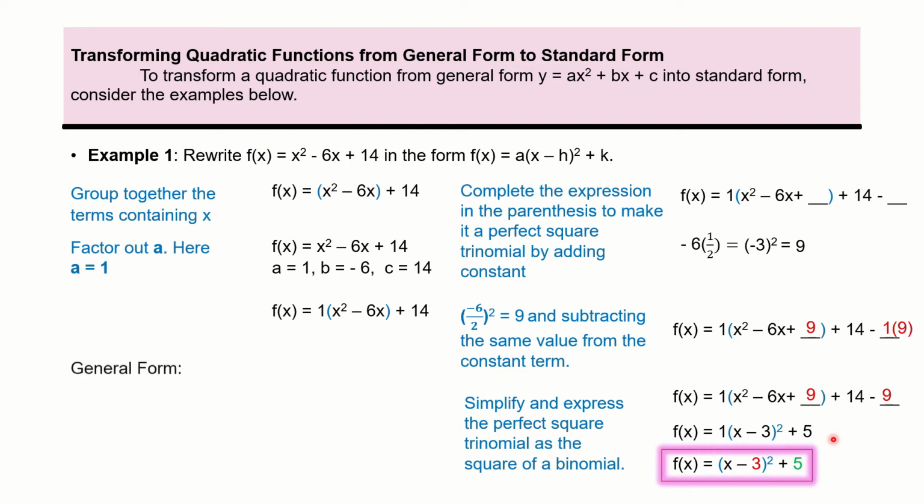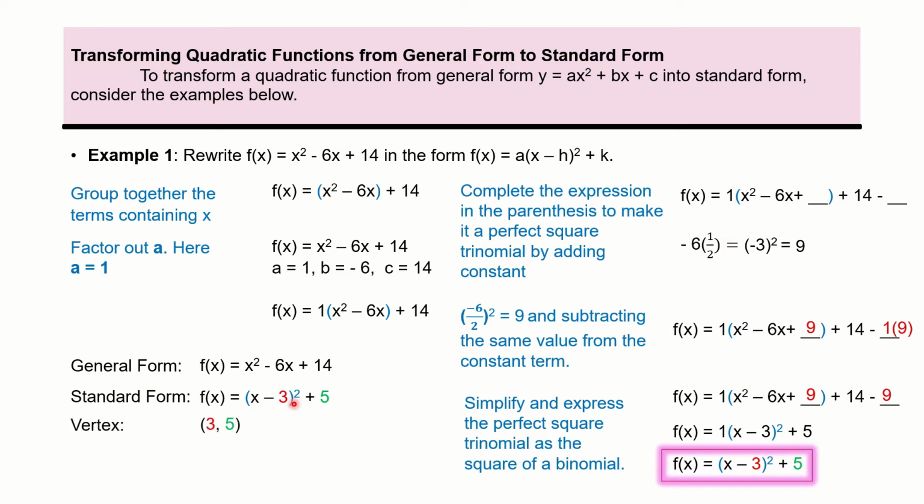So remember, in general form, that is f of x is equal to x squared minus 6x plus 14. If we're going to transform that to standard form, that is now f of x is equal to the quantity x minus 3 squared plus 5. And to get the vertex, we simply get the opposite of negative 3, which is positive 3, and then copy positive 5. So this is now the vertex, and that's now our answer.